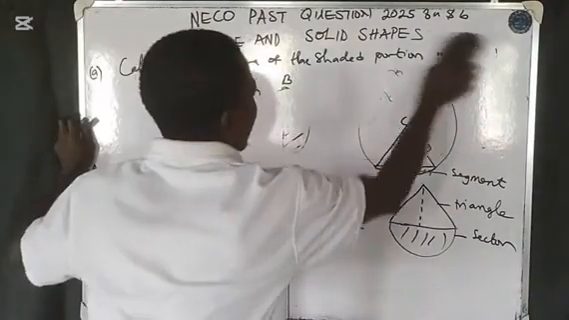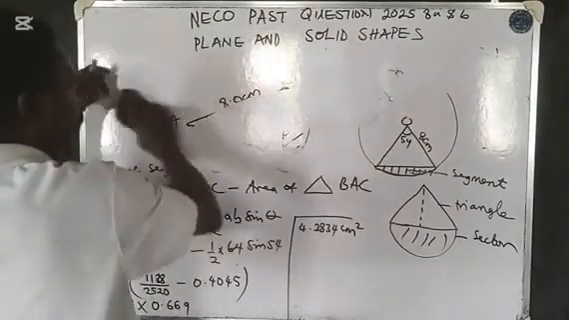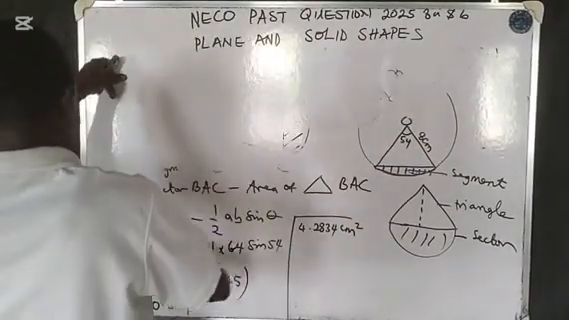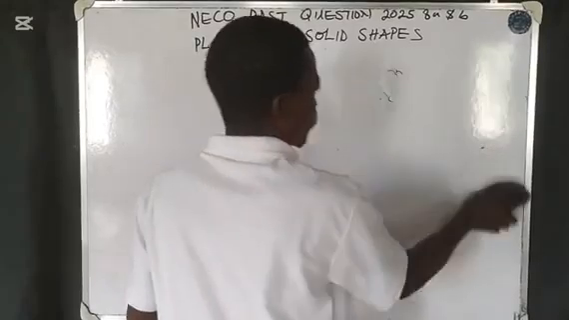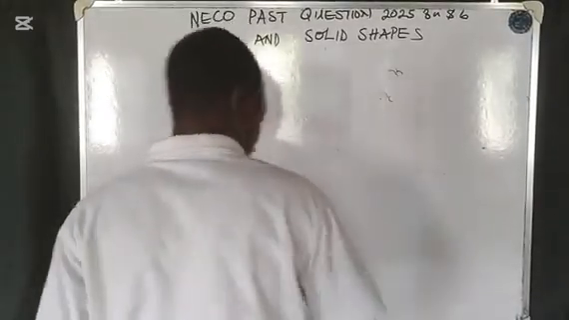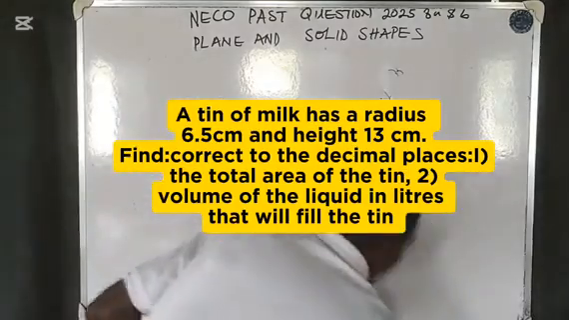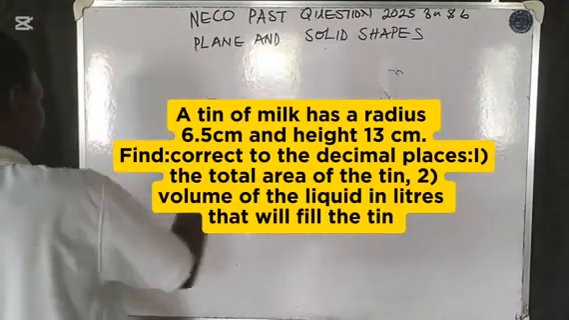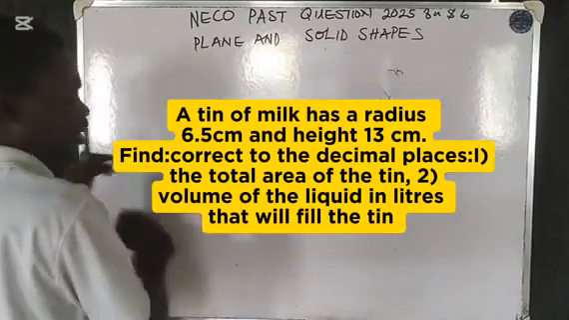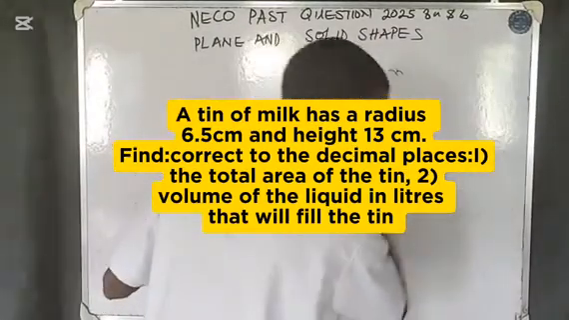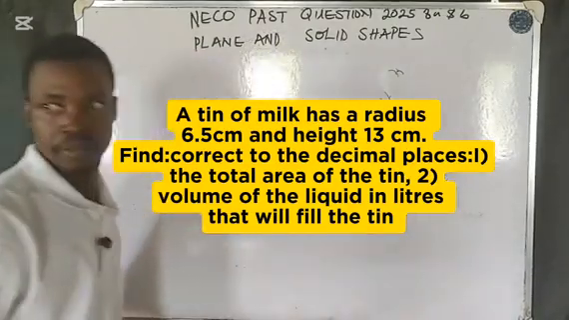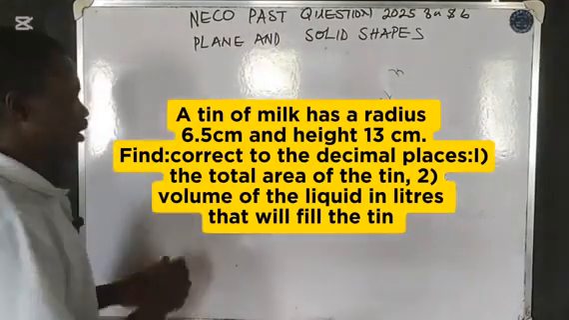So let us look at the second question that involves solid shape. This one is a plane shape now. It's about circle. So give me the B part. A tin of milk. That means they are talking about what? What type of shape are they talking about? A tin of milk. So they are talking about a cylinder.